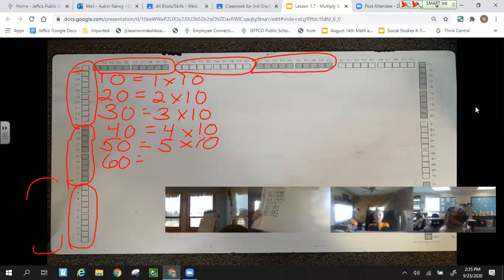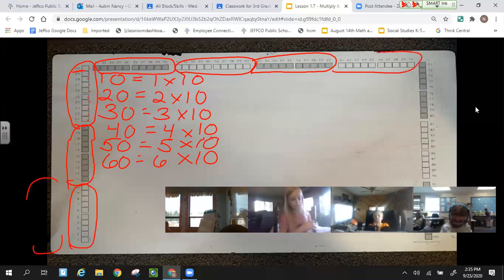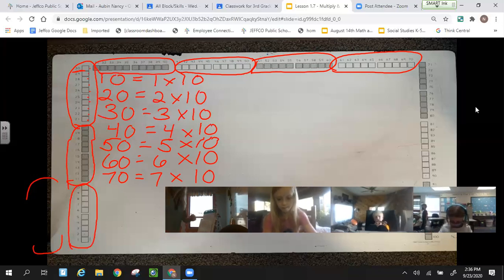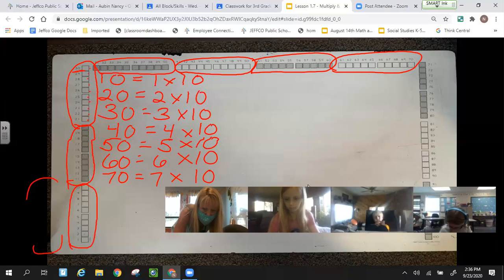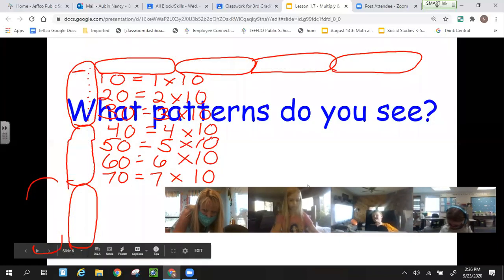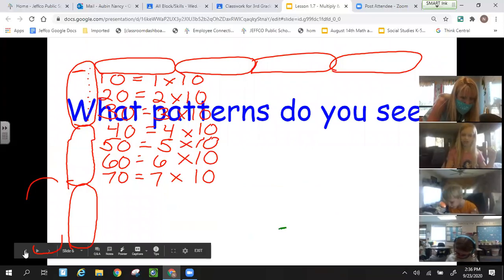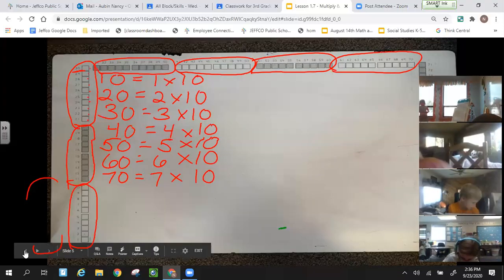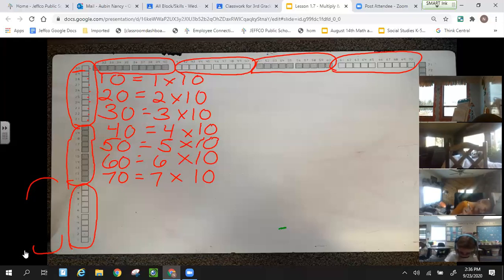60, which is 6 groups of 10. Yes, Serne. Excellent. She's ready for my next 10. 70. 7 groups of 10. And I'm going to move my little Zoom friends. Hey, Miss Abby, those are groups of 5. These are the tens. Yep. So 1, 2, 3, 4, 5, 6, 7, 8, 10.